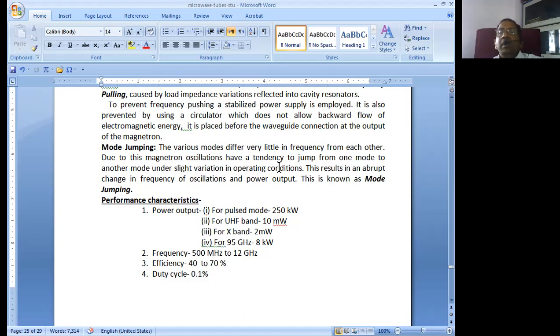So what are the operating conditions? Just now we spoke about the operating conditions. That is, the anode voltage is one of the operating conditions.